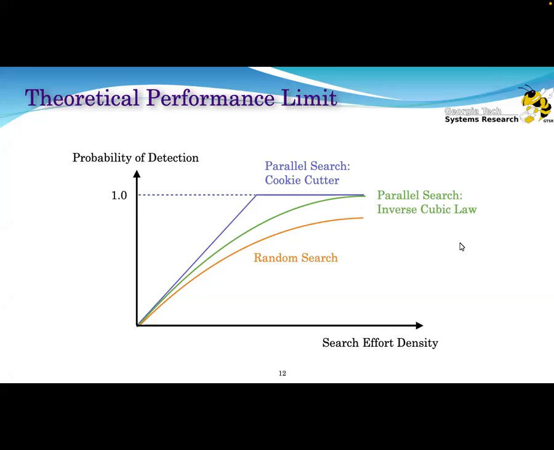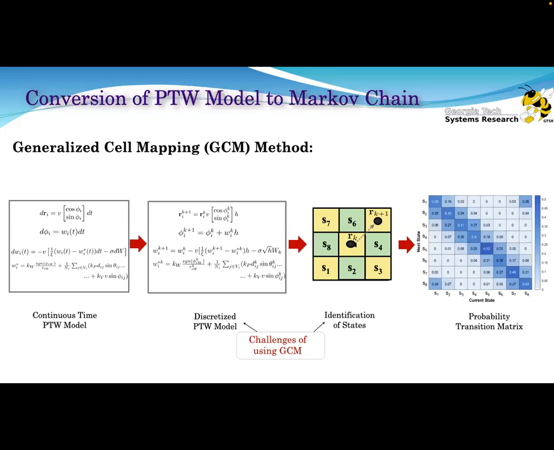So the question is, can we really show that as t goes to infinity, if you wait long enough, the lifetime of the fish, you eventually are going to find the target? Can we show that, right? The technique we use to show that comes from stochastic system analysis and stochastic control, and is called the generalized cell mapping method. We first take the continuous time PTW model, we discretize it into a discrete model, and then we try to convert this into a Markov chain process.